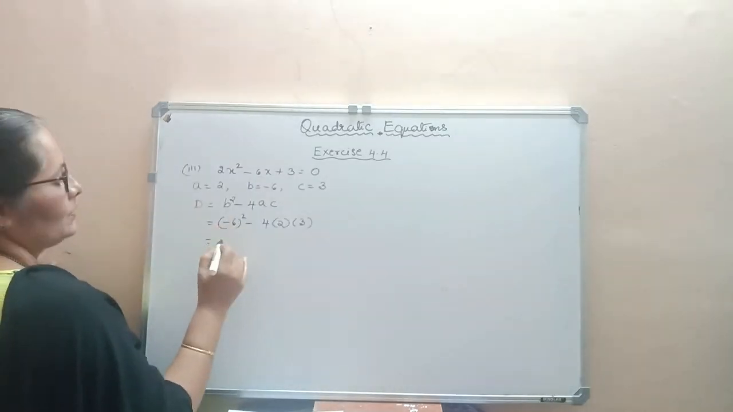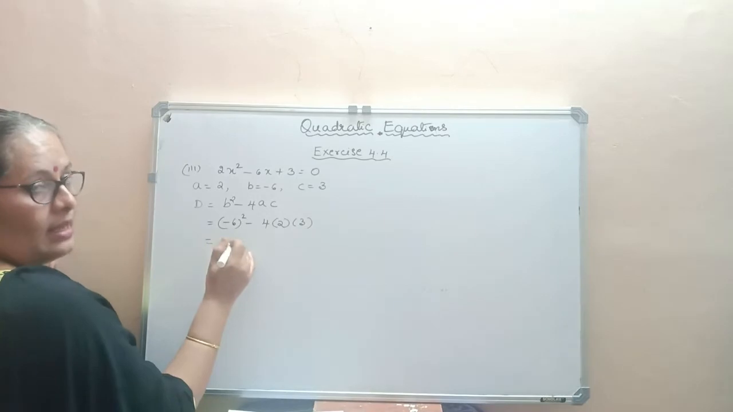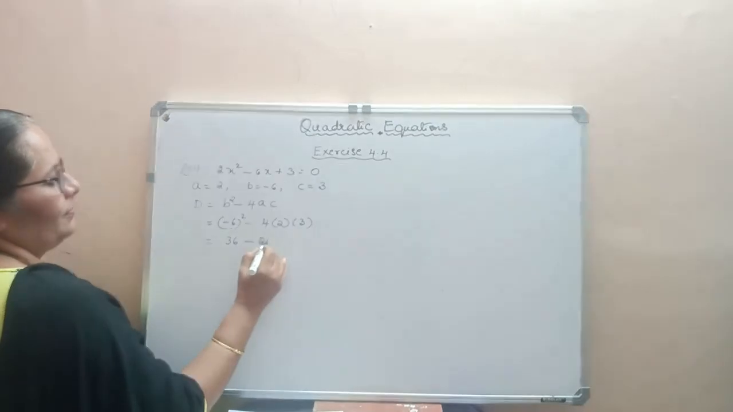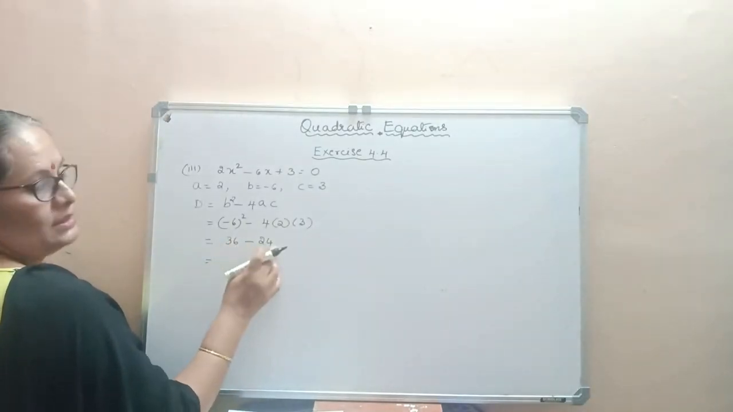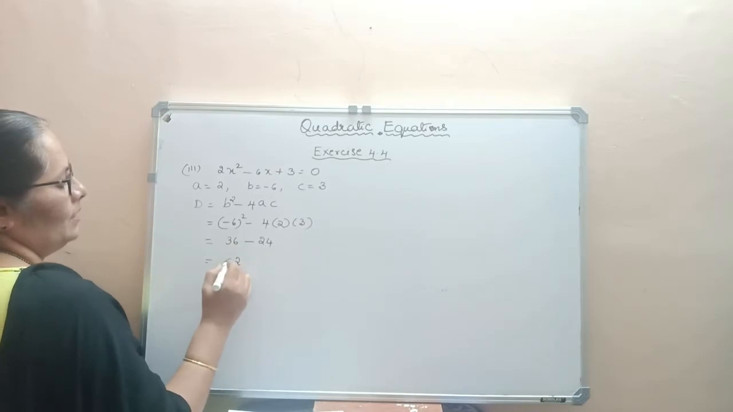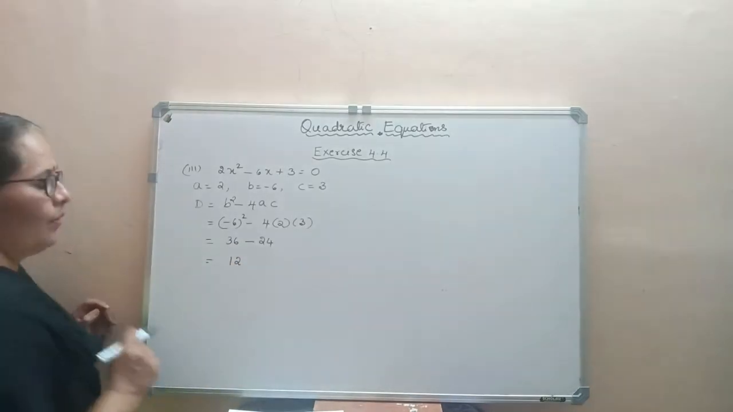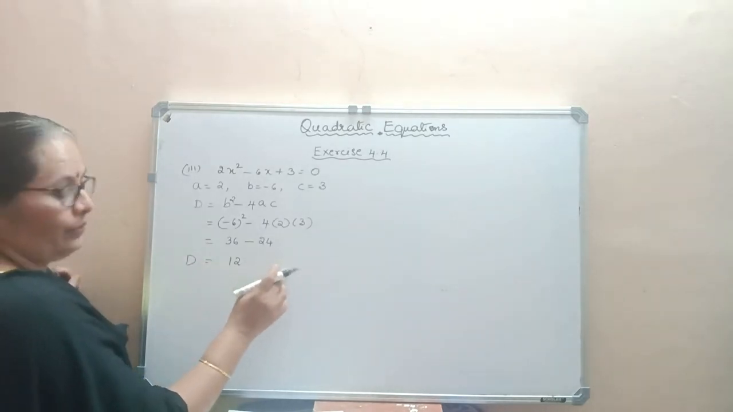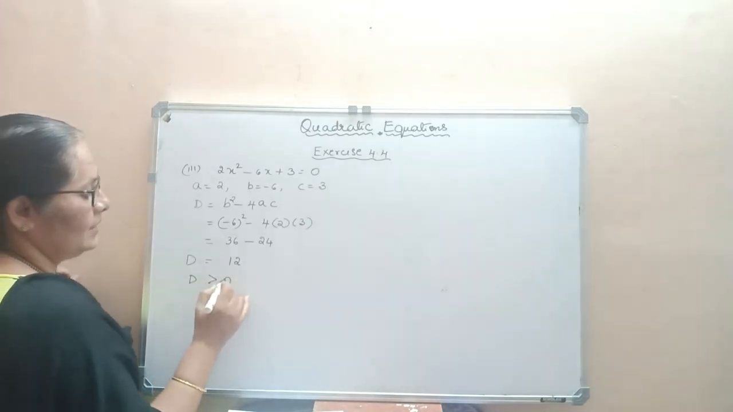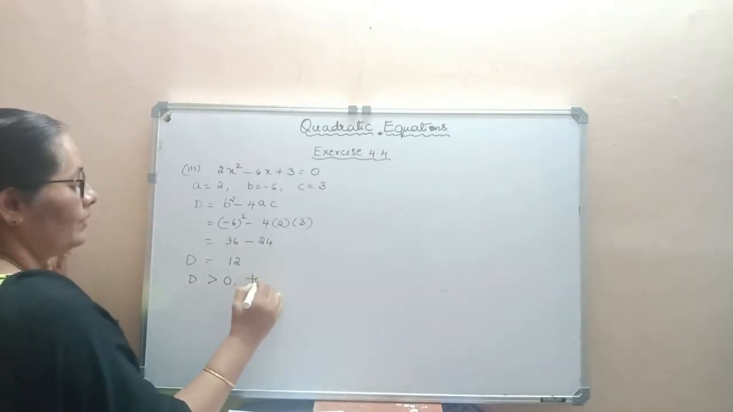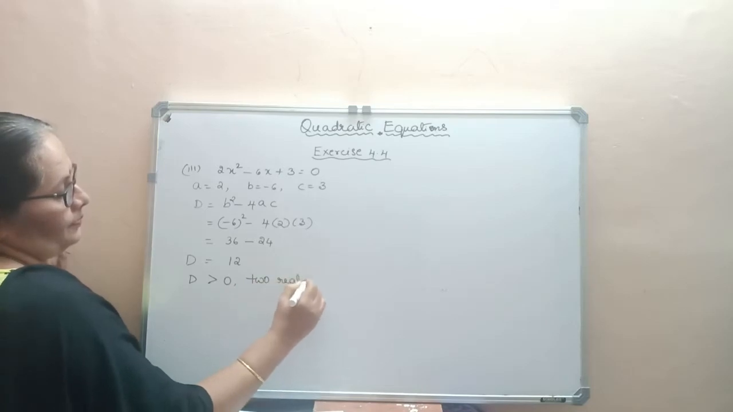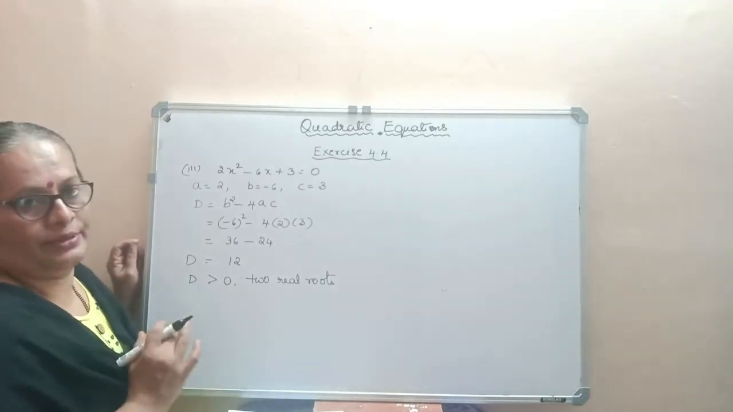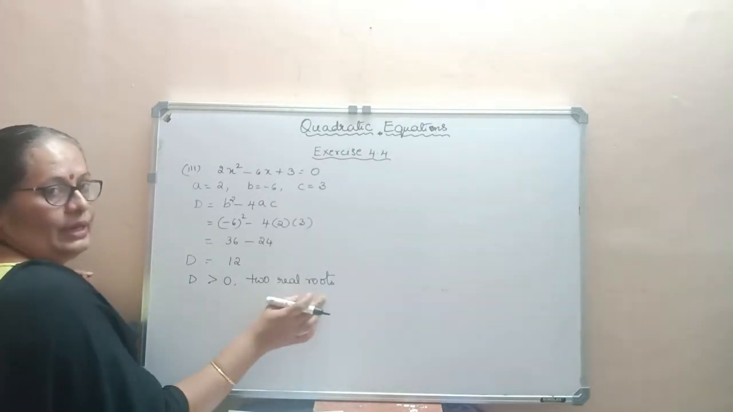So minus 6 whole square is minus 6 into minus 6, which is plus 36. Minus 4 times 2 times 3, that is 24. So 36 minus 24 is 12. Now D is equal to 12. 12 is greater than 0. So D is greater than 0. So you will get 2 distinct real roots. What do you mean by distinct? 2 different roots. So you get 2 real roots.